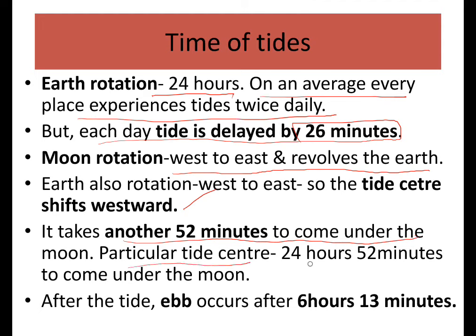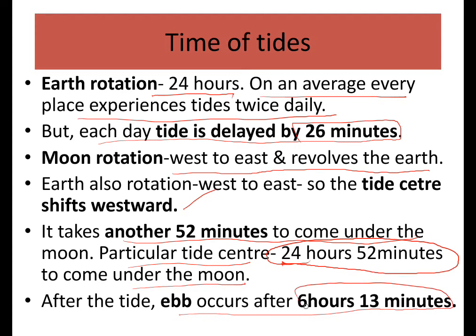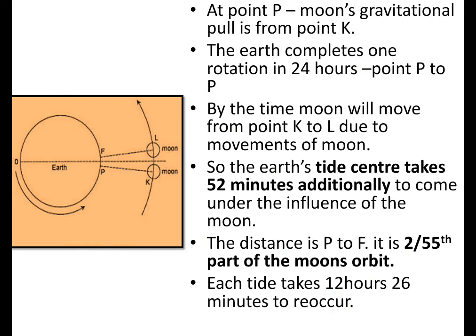For a particular tide center to come under the moon, the earth takes around 24 hours 52 minutes. After the tide, ebb occurs after 6 hours 13 minutes. So let's see why it happens. At point P, suppose the earth is rotating from point P and again reaching point P, which takes around 24 hours. So we know that it takes around 24 hours.